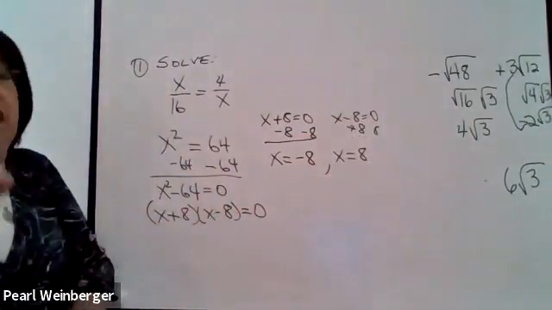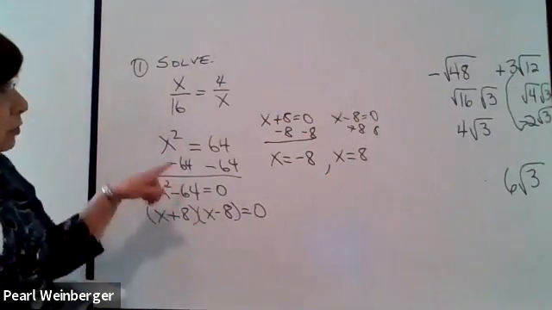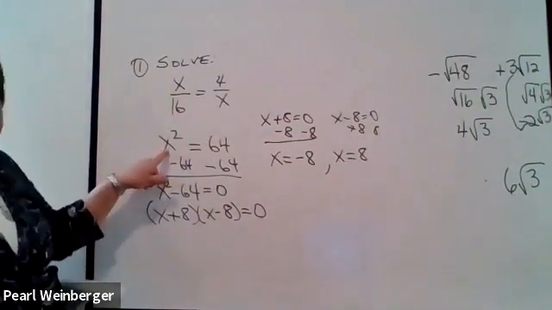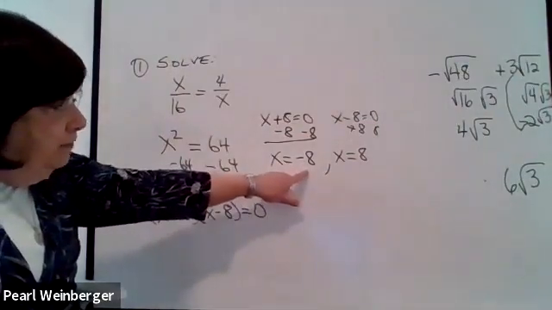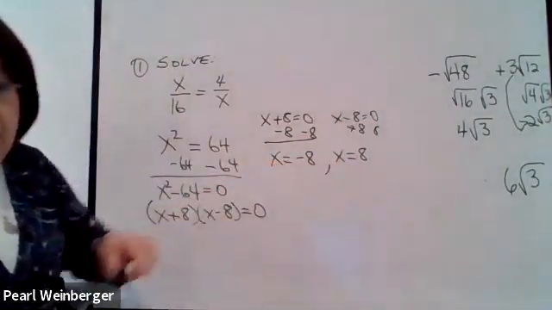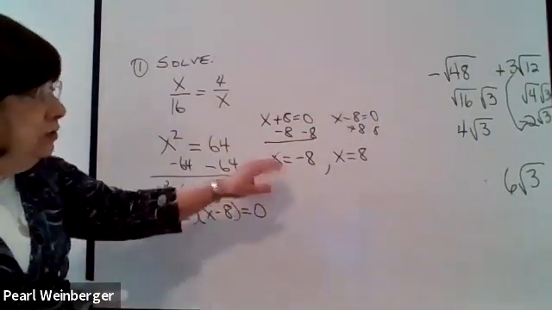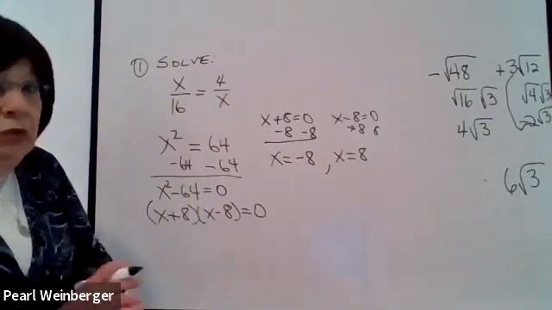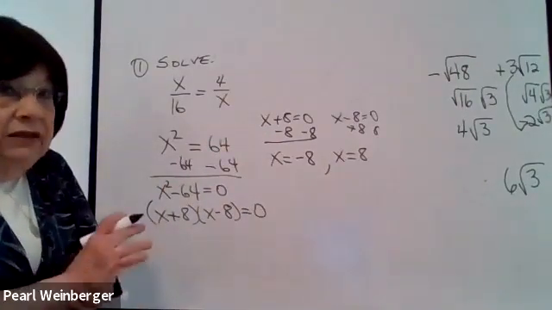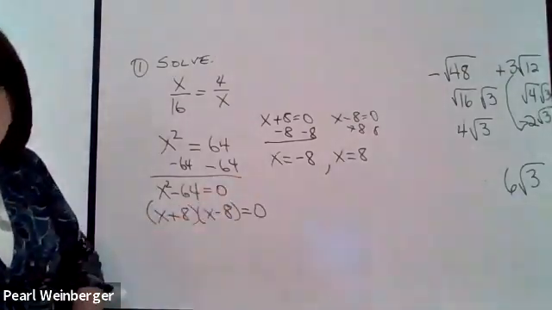And it's not enough just to write the answer 8. There are two answers. It's a quadratic equation because it has an x squared. So you've got to get those two answers. One is negative 8 and one is positive 8. If you get this on a Delta Math test, make sure you write in both, don't just write in 8. Though 8 is one of the correct answers, it's not a complete correct answer unless you give both solutions.